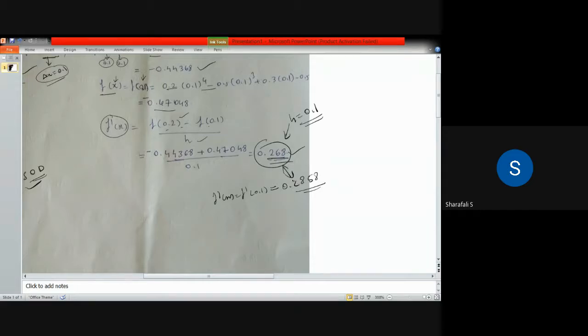So there is some small variation, and let us see what will happen when you reduce this h to 0.01 and 0.001. For that we'll discuss the program corresponding to it, so that we can see the change.